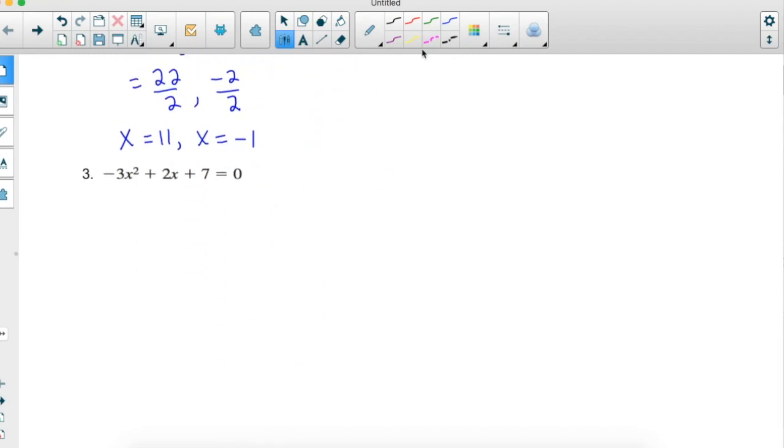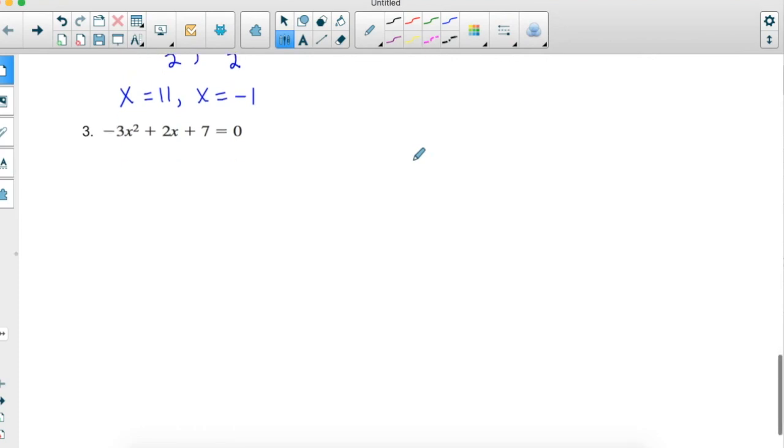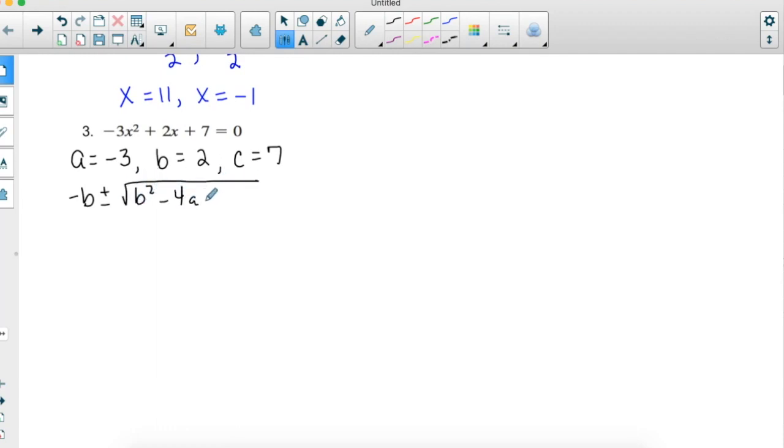Okay, let's try number 3. We're going to use the quadratic formula, but before that, let's identify what A is. A in this case is negative 3. B is 2, and C is 7. So our formula is negative b plus or minus the square root of b squared minus 4ac over 2a.